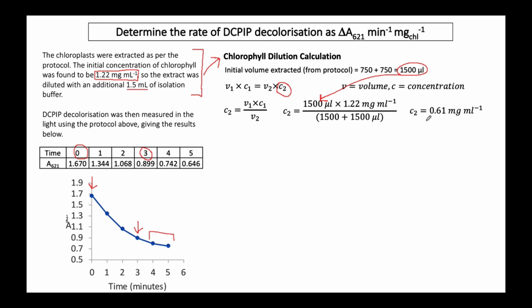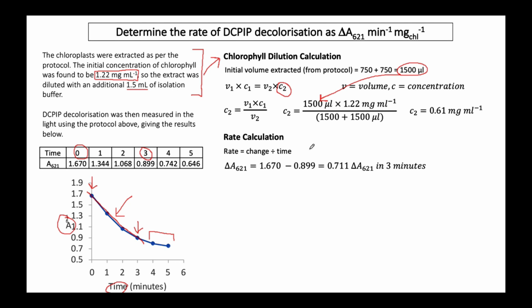This now allows me to move on to my rate calculation. Now I know how much chlorophyll I actually had, I can go through and calculate my rates. Just to remind you, a rate is defined as change divided by time. So what we're going to try and find out is the change in absorbance divided by time over here. Effectively, what we're trying to do is find the slope of a line like that going through our data. We're trying to find out what the slope of that line is. So first of all, let's deal with the change.